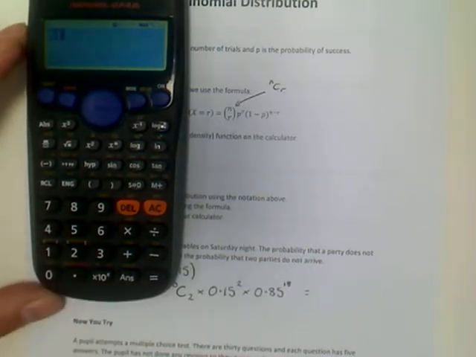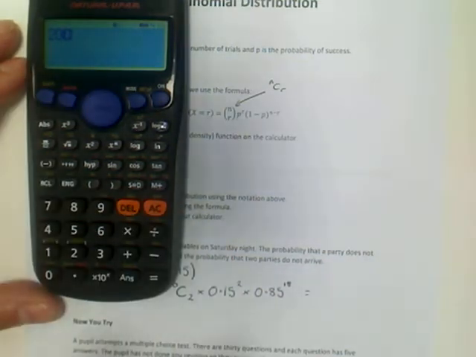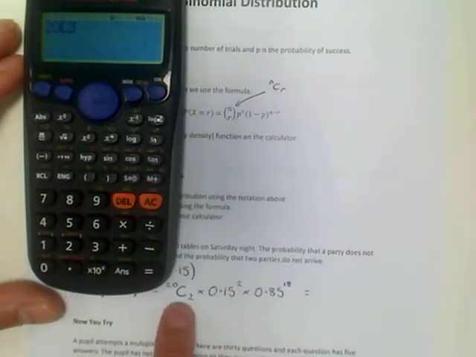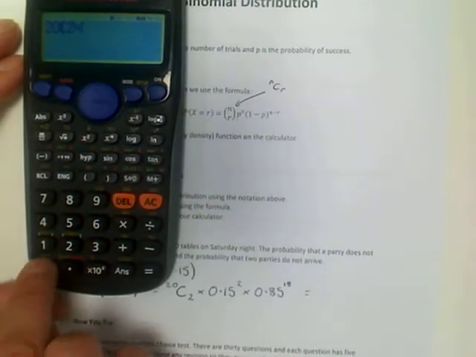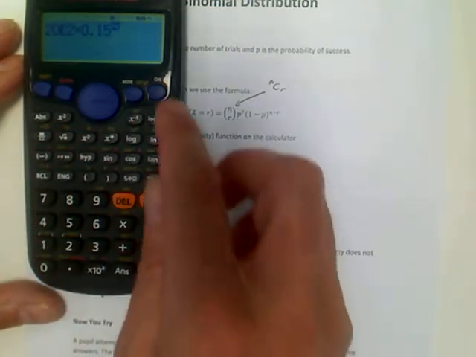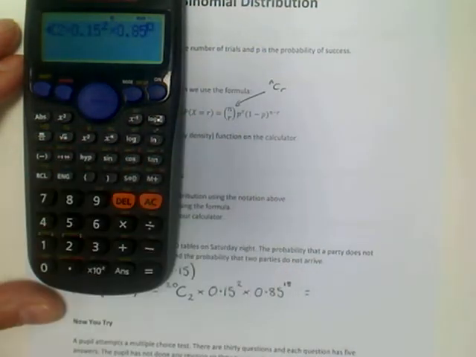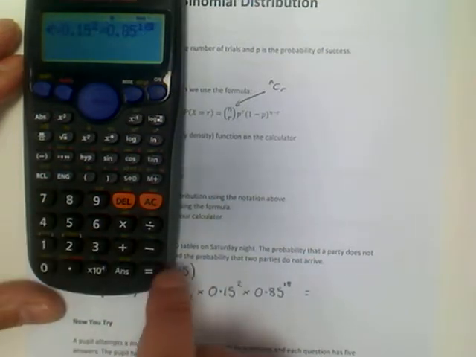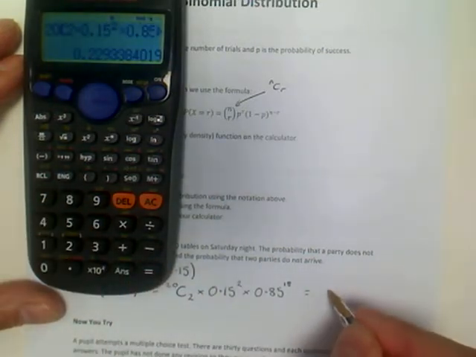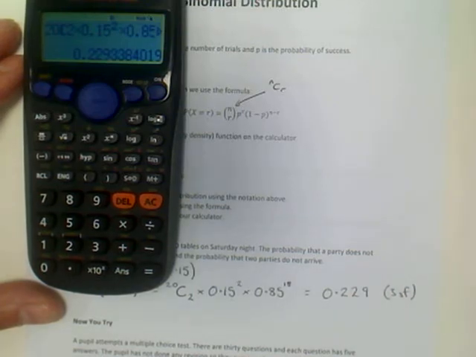So I'm going to type 20. I'm going to do shift and divide to get my C. I'm going to type in my r. So that's my nCr. That's 20C2 multiplied by 0.15 to the power of 2 multiplied by 0.85 to the power of 18. Press equals, and I get 0.229 to 3 significant figures. Okay?